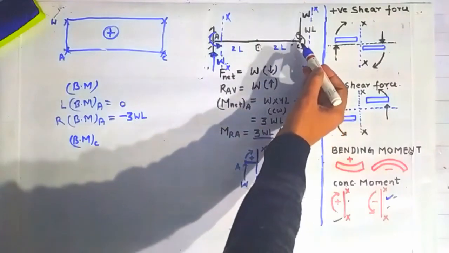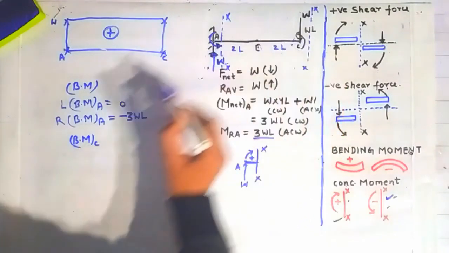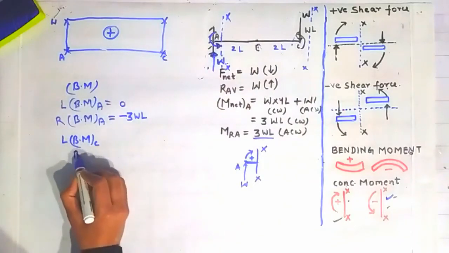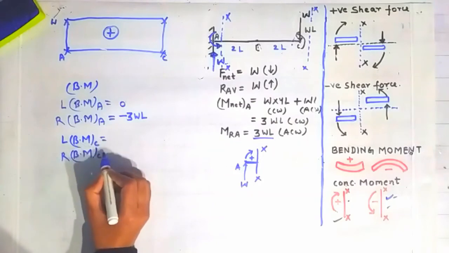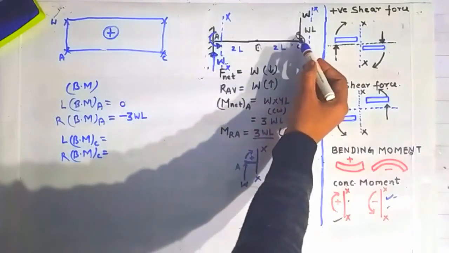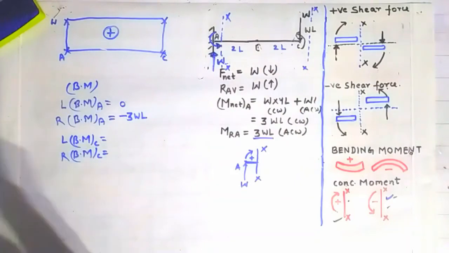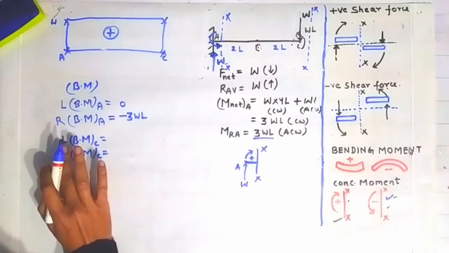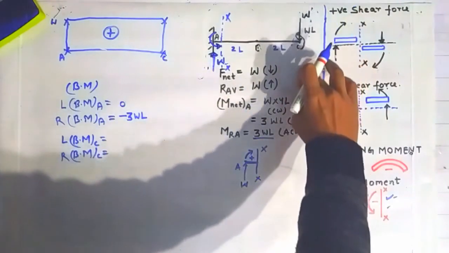Because a concentrated moment is acting here, we will calculate the bending moment on the left side of point C, and the bending moment on the right side of point C, because the bending moment will change suddenly when going from the left side of point C to the right side. That's why we have to calculate on both sides of point C. So for the bending moment on the left side of point C, we have to follow the same procedure.